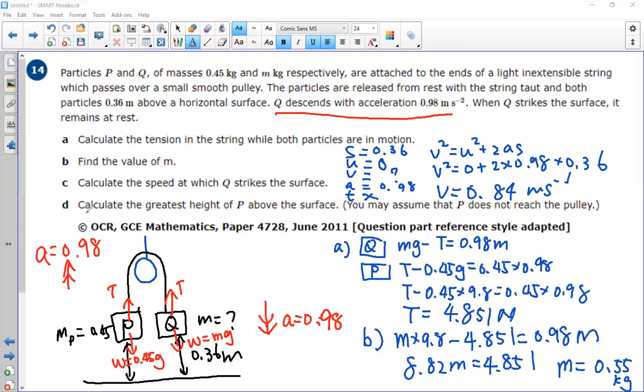And then part D, calculate the greatest height. Okay, so this is exactly what we talked about. You're going to have to think about stage 1, the distance P traveled when Q hits the ground. So that would be basically 0.36. Stage 2, that's something you actually have to work out, is when Q hits the ground, nothing's pulling P anymore. So how far would P travel? So you need to use another SUVAT equation and work it out.